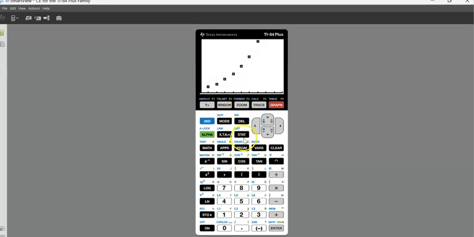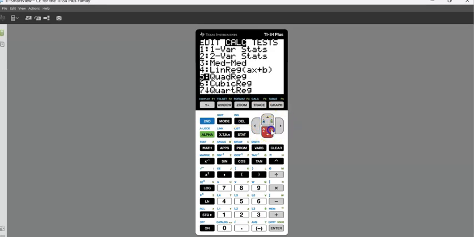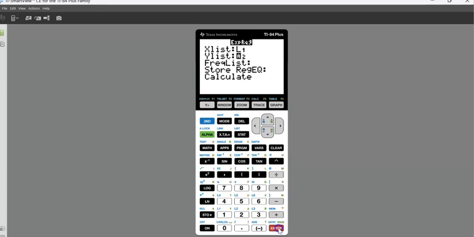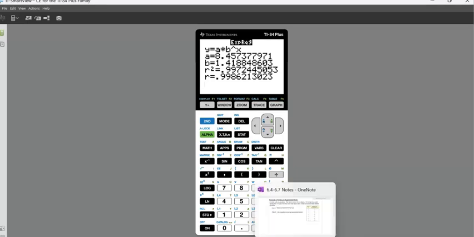So to find this exponential function, I'm going to go do stat, go over to calc, and I want exponential regression, which if you scroll down, that is this one, exponential regression number 0. And so X is L1, Y is L2, go down to calculate. And so I can see my equation right here. Here's my A value, I'm going to call it 8.46. And my B value, I'm going to call 1.419. And then you can see my R squared is kind of a rating of how well it did. Anything close to 1 is very good, so 0.997 is excellent.